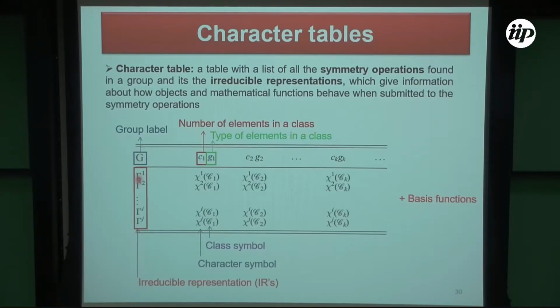So here is the thing. This is the group label. These are the irreducible representations. I will explain what an irreducible representation is. Here you see the basis functions, which is very, very important. We'll get there. And then you see a lot of numbers inside. And at the top, you see a number and a symmetry operation, for example, two C3 axes, something like this. So what is the character symbol? What's the character? Okay, let's go.